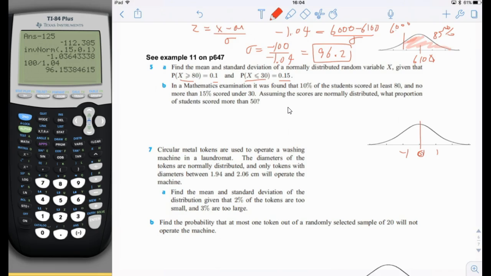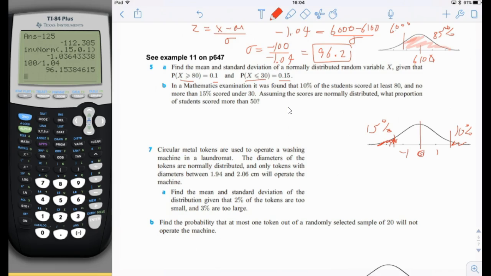So it says that the probability that it's greater than 80 is 0.1, which is 10%. So here, this is going to be about 10%, right? And then the probability that it's less than 30 is going to be 0.15, so this side's going to be 15%. And they want to know what the standard deviation is and what the mean is.